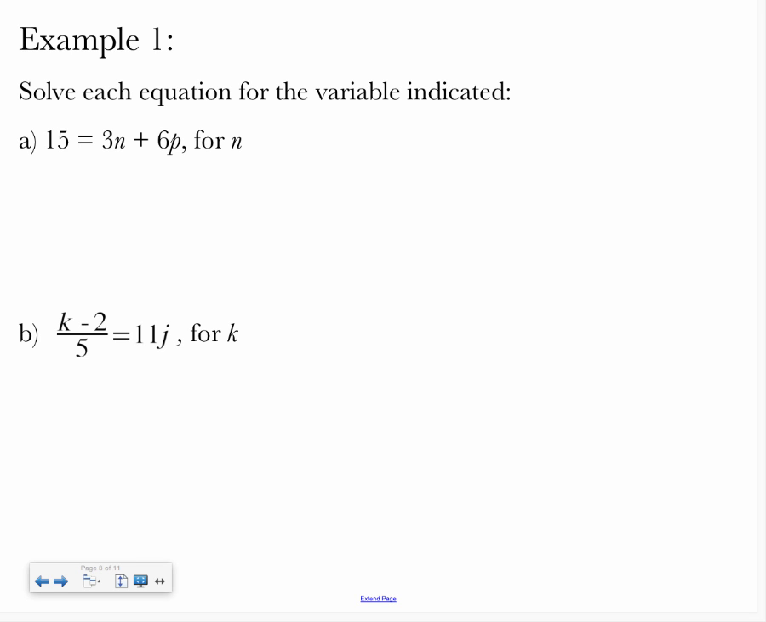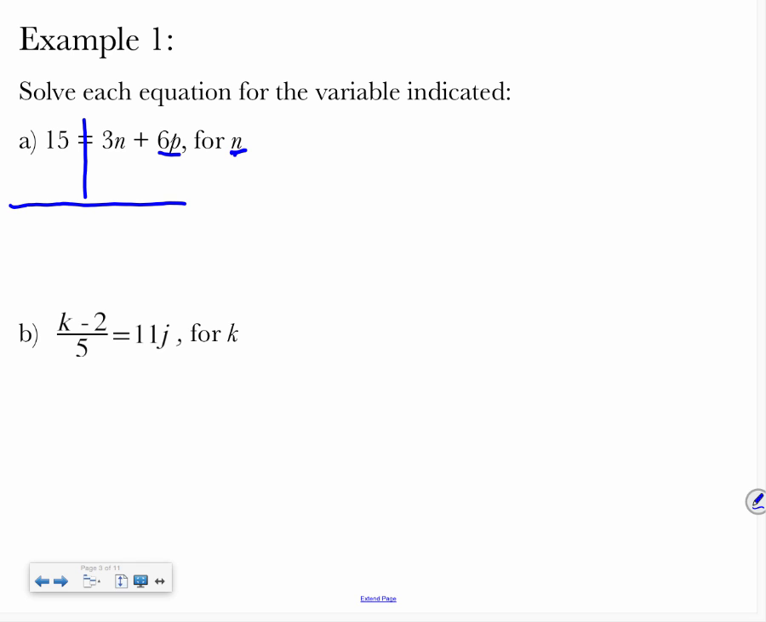Okay, let's take a look at our first example. We want to solve each equation for the variable indicated. So if we look at our first one, we have 15 equals 3n plus 6p. We want to solve for n. Okay? So the way that we're going to do that, we're going to start by teeing it up just like we were before, because we want to get n by itself. So that means let's move what's with our n.